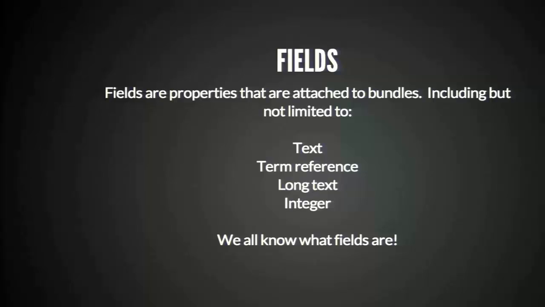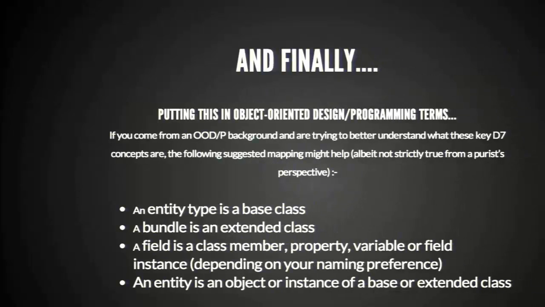Fields are properties that are attached to bundles. Text. I think we all know what fields are, if you've been dabbling in Drupal very long. And finally, this is actually taken from Drupal.org. If you come from object-oriented programming, this may make some sense: an entity type would be your base class. A bundle would be your extended class, inheriting from that class. A field would be your property or variable to your object. And then an entity is just an instance of that particular entity type.